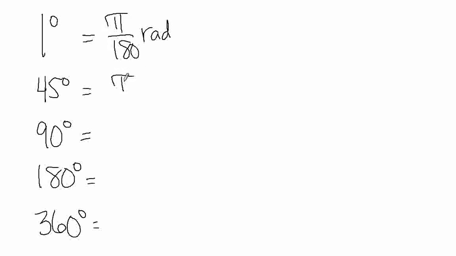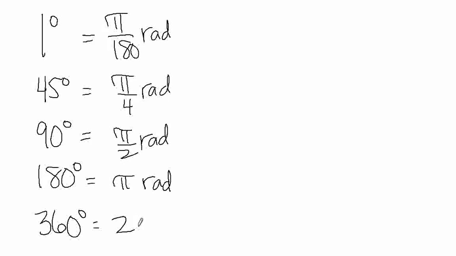45 degrees is equal to pi over 4 radians. 90 degrees is equal to pi over 2 radians. 180 degrees is equal to pi radians. And 360 degrees is equal to 2 pi radians.